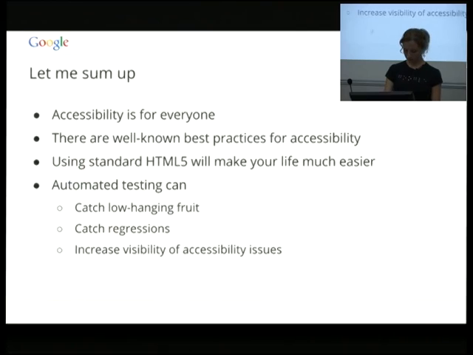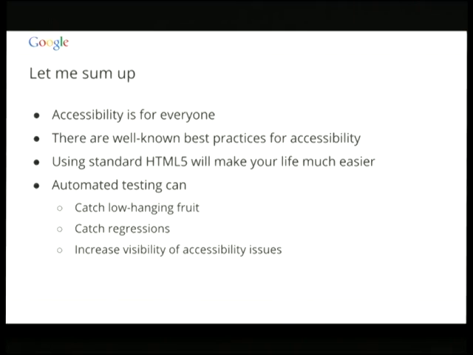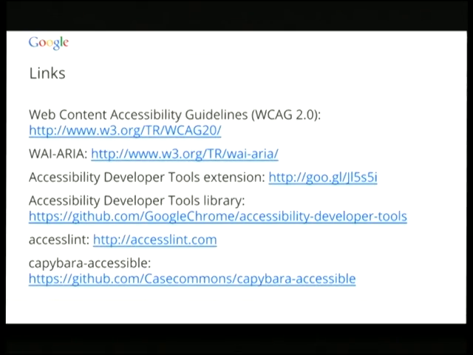All right, to sum up, accessibility is for everyone. It's for me under certain circumstances. It's for people who are temporarily disabled, people who are permanently disabled, people who are just in a hurry, people who don't like small click targets, and so on. There are a bunch of well-known practices for accessibility that are documented and pretty easy to find. Using standard HTML5 will make your life much easier. Do it. And automated testing can catch low-hanging fruit, catch regressions, and increase visibility of accessibility issues. And there are some links for you to copy down. These slides will be available as well, obviously.